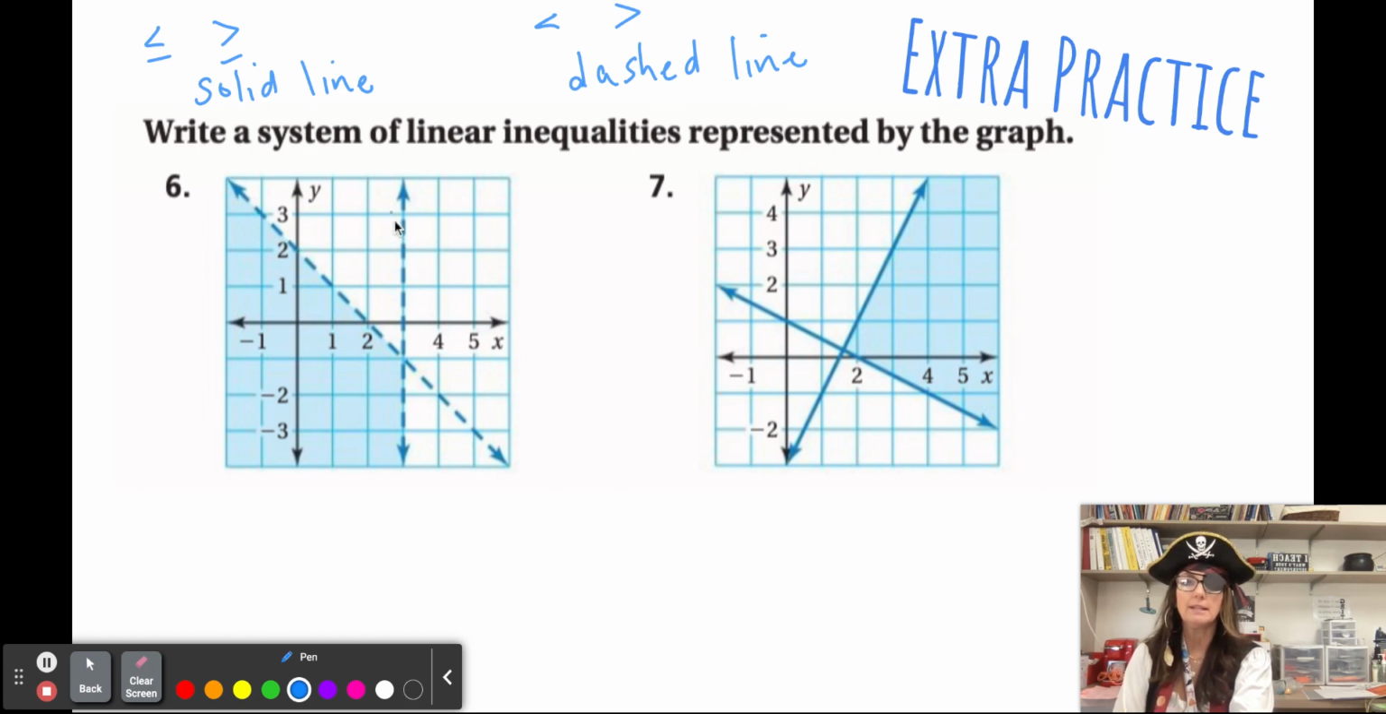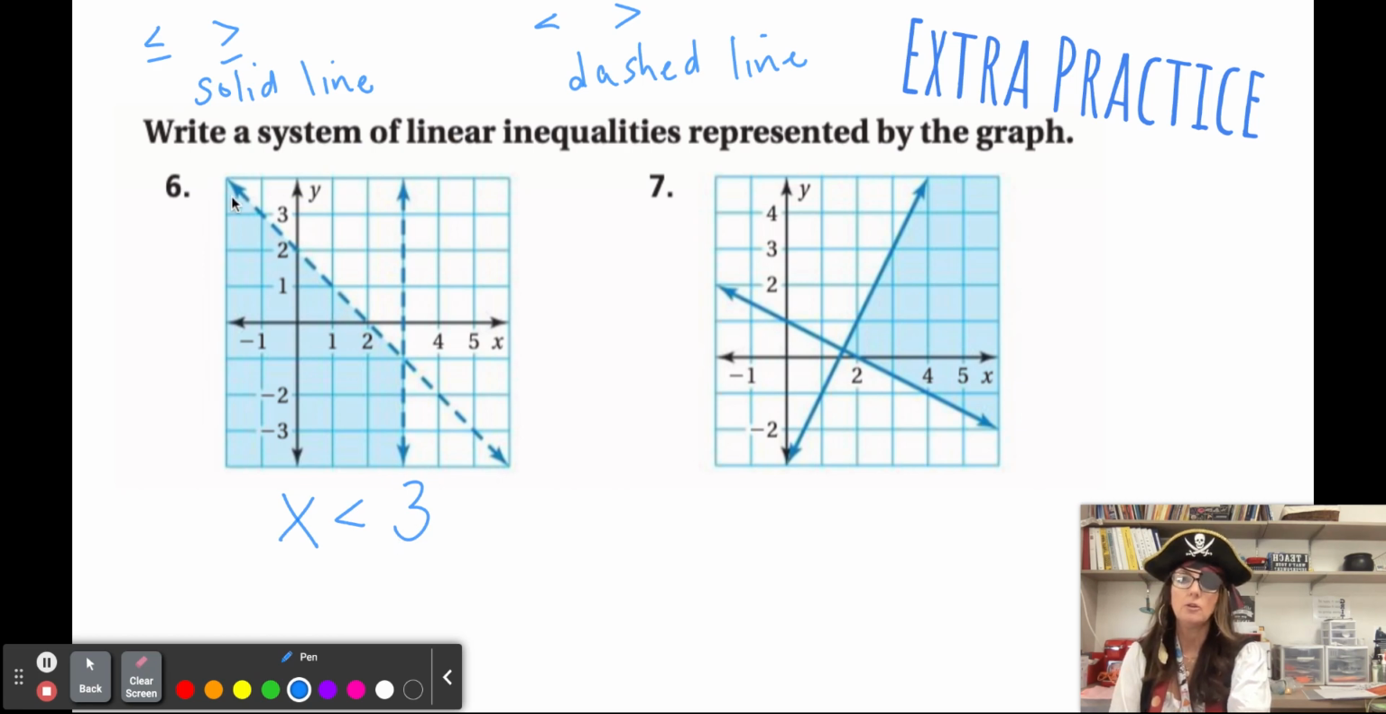So let's start with this vertical line. So the vertical line is going to be x equal to 3, right? But it's a dashed line, so we know that it's going to be less than or greater than, but it is shaded left of that. So it is going to be x is less than 3, right? Because 2 is less than 3, 1 is less than 3, and so forth. And we know that 0 is less than 3. So that's our dashed vertical line.